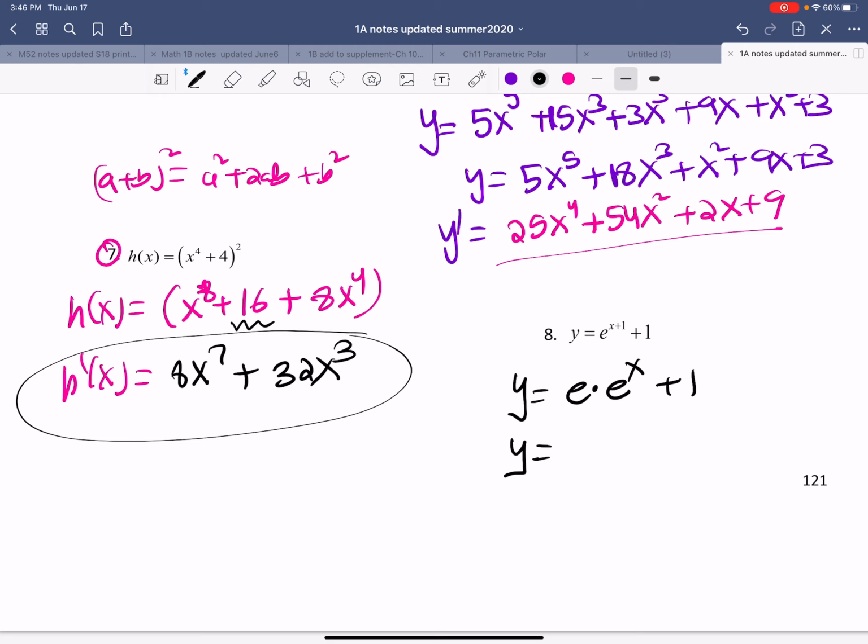And e is a constant, so we can pull the constant out, and the derivative of e to the power x is just e to the power x. The derivative of 1 is 0. So y prime turns out to be e to the power x, which we can write as e to the power x plus 1, and that's all for this one.